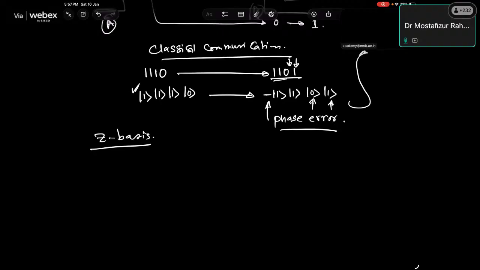Now the Z basis part is that we have the Pauli operator Z, and the Pauli operator Z is defined as the matrix with rows 1, 0 and 0, minus 1.